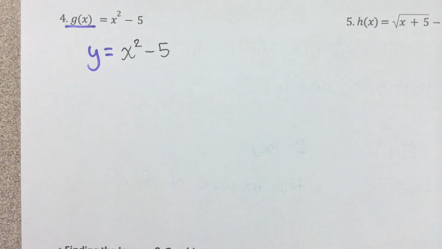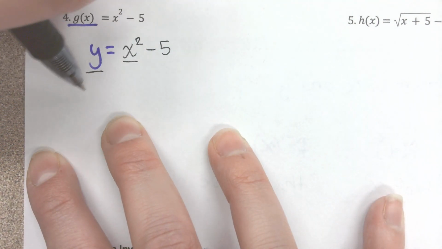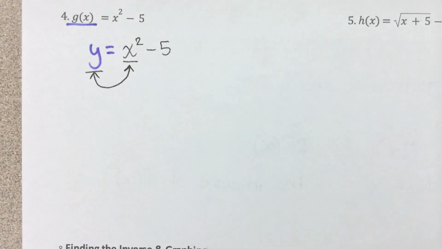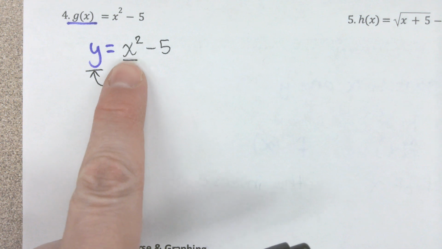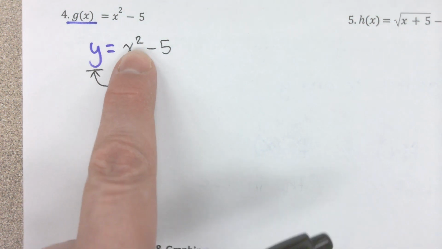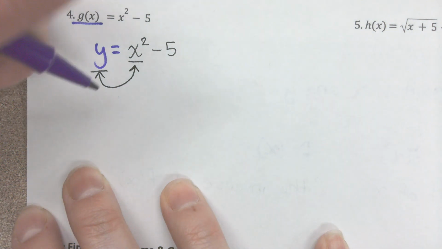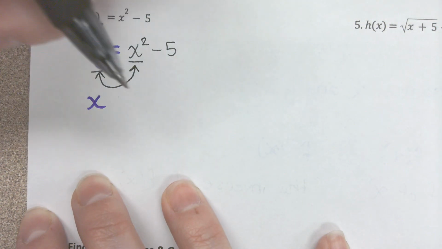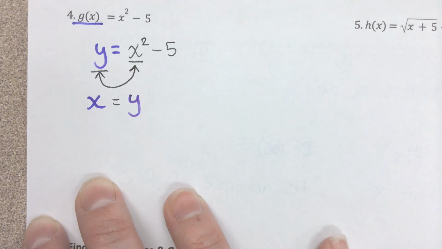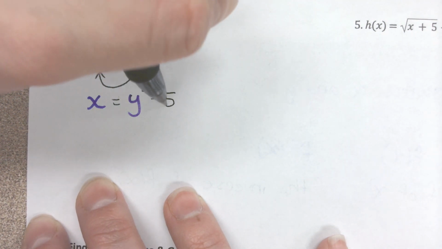Now that we have y, we can switch x and y. Reminder before I write this, the only things that are changing are x and y. Everything else stays exactly where it's at. So I'm really focused on this squared here. It does not move with the x. It stays there. My new equation is x equals y squared minus 5.